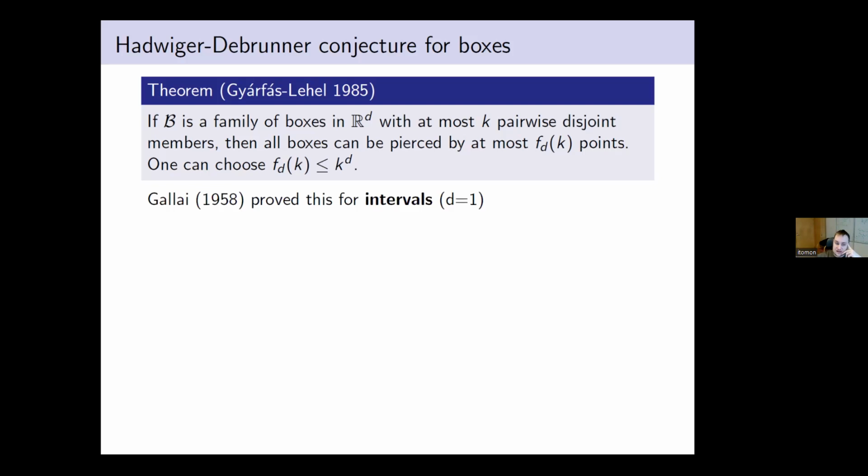So the d equals one case, in which case the boxes are just intervals, was already known much before. This result is attributed to Galilei, but it was known even earlier. It says that if you have a family of intervals and you don't have k pairwise disjoint, then you can pierce them by k points, and this is of course optimal.